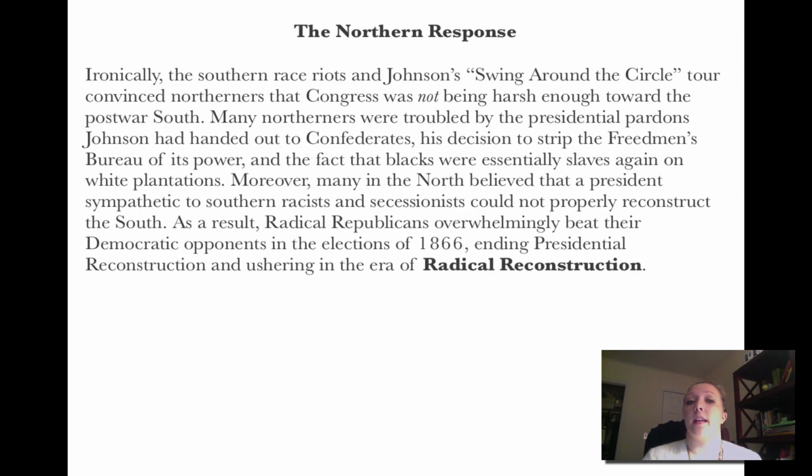Ironically, the Southern race riots and Johnson's Swing Around the Circle tour convinced Northerners that Congress was not being harsh enough towards the post-war South. Many Northerners were troubled by the presidential pardons Johnson had handed out to Confederates, his decision to strip the Freedmen's Bureau of its power, and the fact that blacks were essentially slaves again on white plantations.